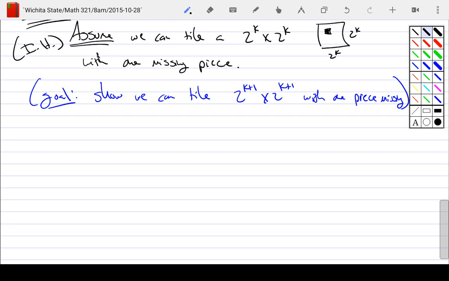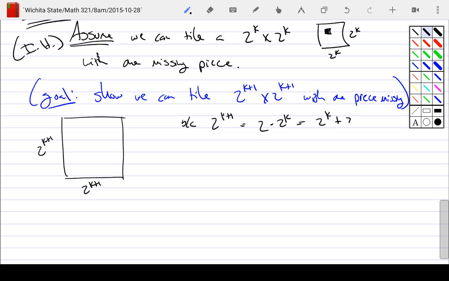Okay, let's look at what a 2 to the k plus 1 by 2 to the k plus 1 actually looks like. If I have a board that is 2 to the k plus 1 by 2 to the k plus 1. But I know that 2 to the k plus 1 is simply 2 times 2 to the k, but that's equal to 2 to the k plus 2 to the k, right? That tells me each of these sides form 4 inner objects, and there's a missing piece somewhere. I don't know where. But this is a 2 to the k, and this is the 2 to the k. Is everybody okay with that?